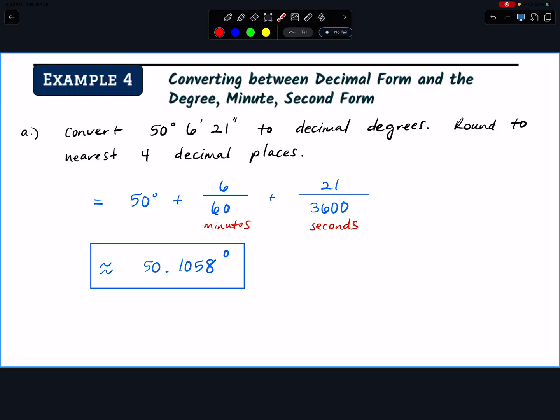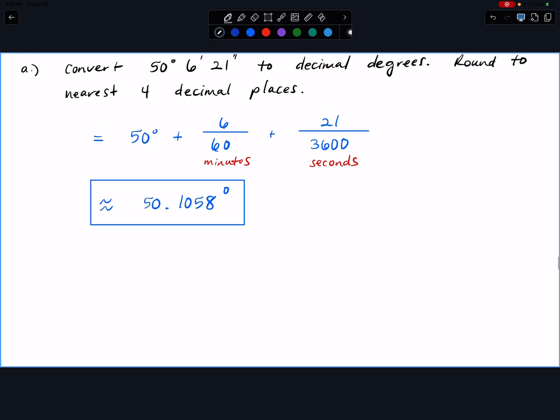All right, so this was our answer, right? We're gonna go backwards now. What if I give you the number? I want you guys to tell me how many minutes there are and how many seconds there are. So we're gonna break the next value apart. Okay, so how do you do that? So part B, we're gonna convert 21.256 degrees into degrees, minutes, seconds, DMS. Round to the nearest second.